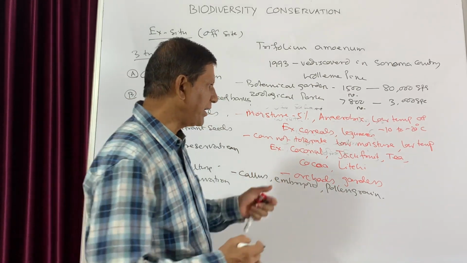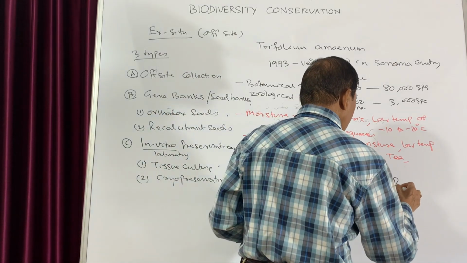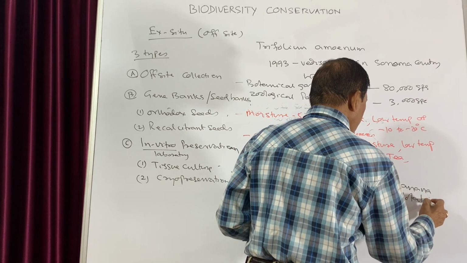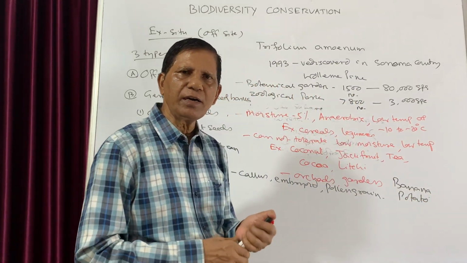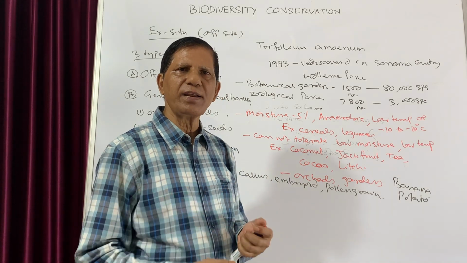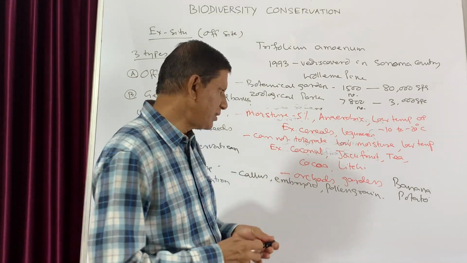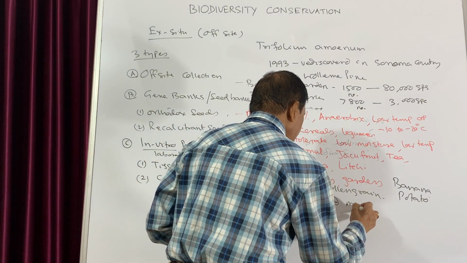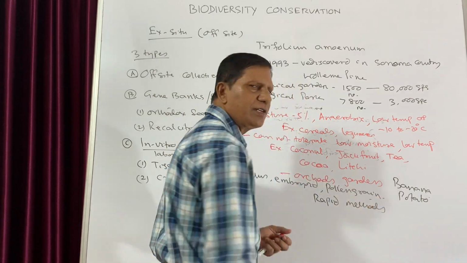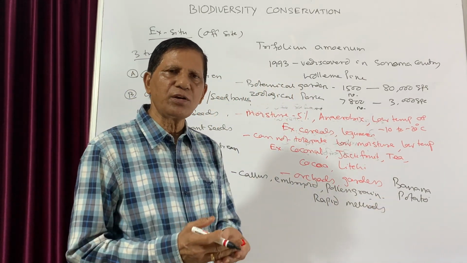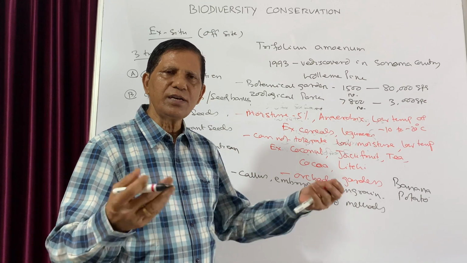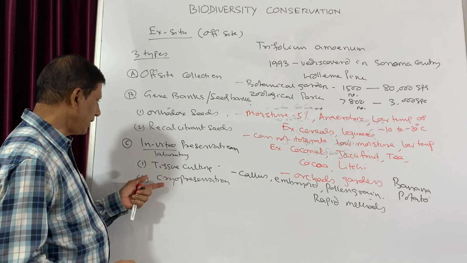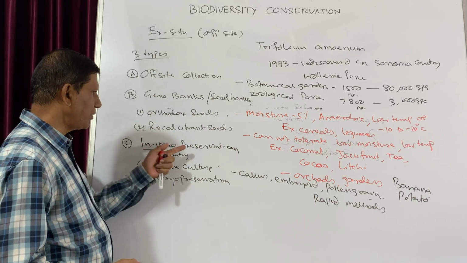culture. And by this method, two plants, the banana and potato, through tissue culture, are propagated vegetatively through micropropagation. So this is one of the very rapid methods of propagation, because in micropropagation we can multiply it into thousands in less time.